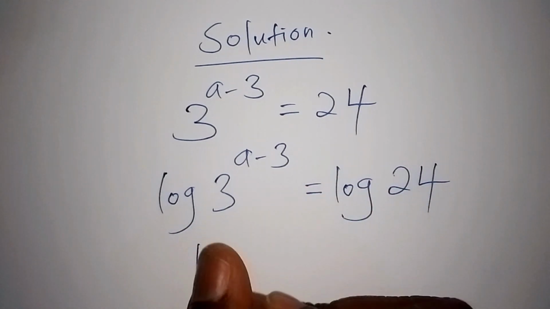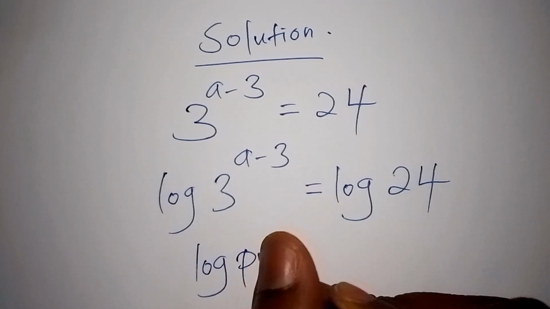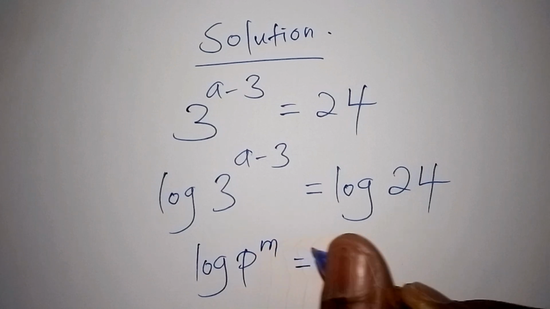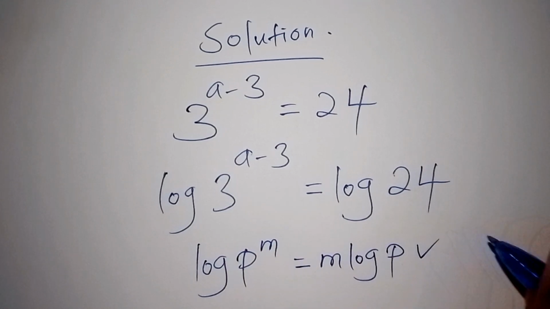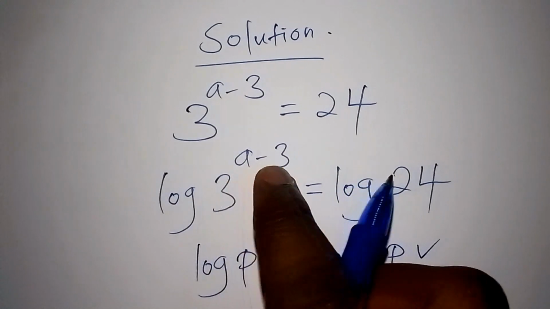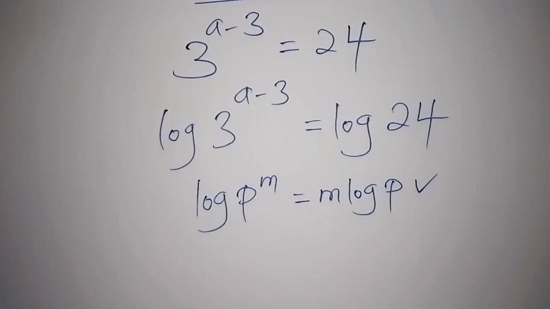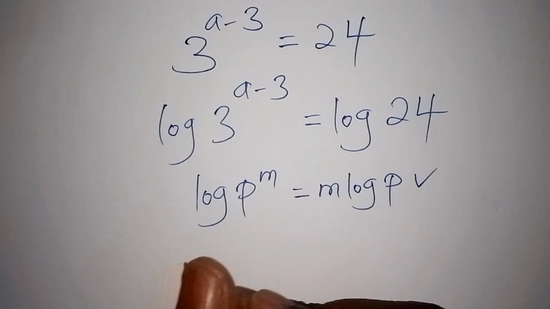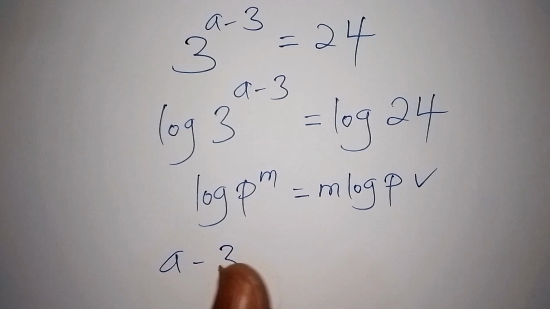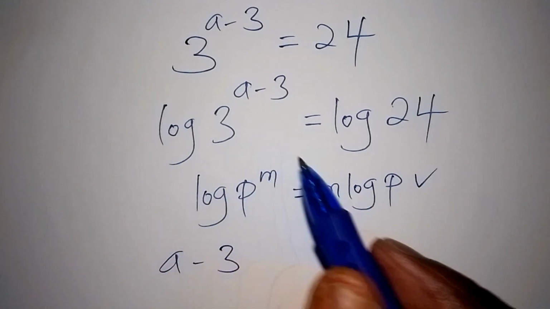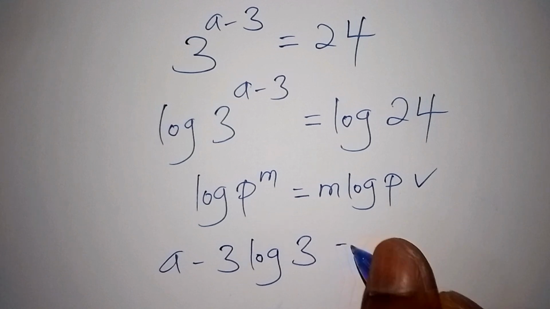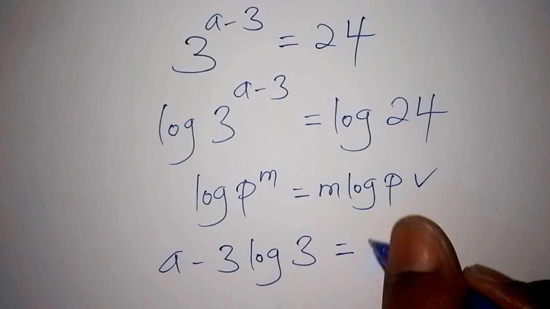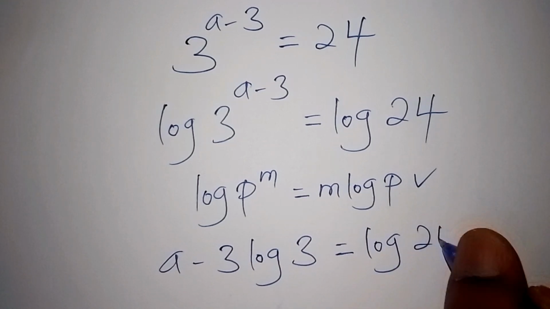So suppose we have the log of p to the power of m. We shall have this as m times the log of p. So the log of 3 to the power of a minus 3, I can have now a minus 3 times the log of 3 is equal to the log of 24.